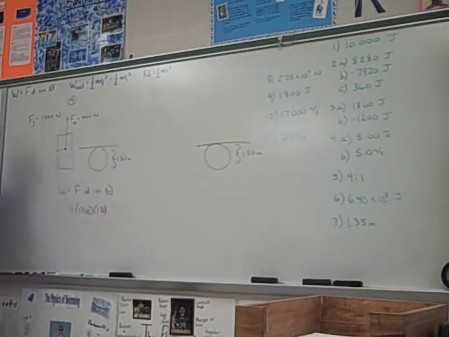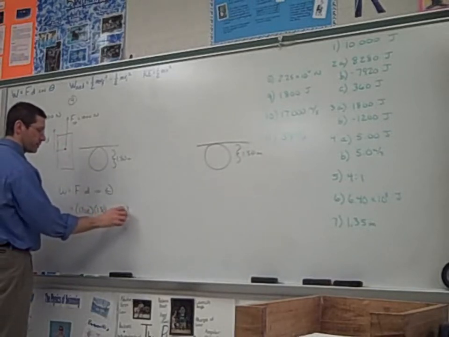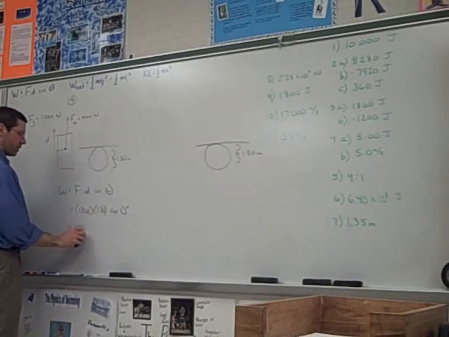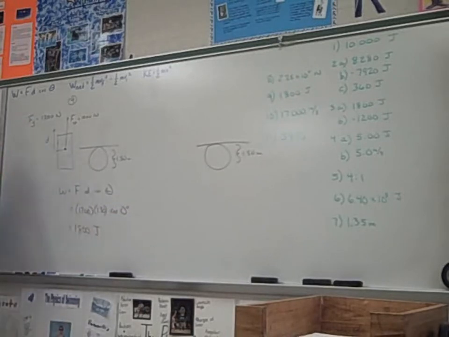What is the angle going to be between the force and the displacement? 0, right? They're lifting it up. So the displacement's up, force is up. So cosine 0. So to put it on the truck is going to take 1,800 joules of work.